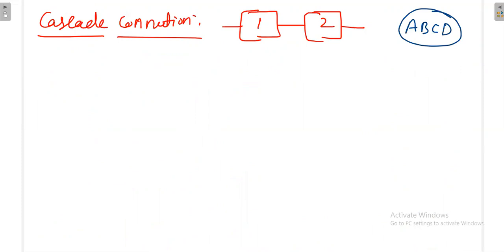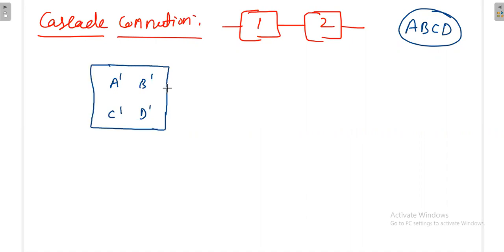Say for example, the first network has the ABCD parameter like this. It is just a notation. It doesn't mean that this is the inverse ABCD parameter. This is the ABCD parameter of the first network. Don't confuse it with the inverse ABCD parameter. We are not finding the inverse ABCD parameter. For the second network, the ABCD parameter is A double dash, B double dash, C double dash and D double dash. This is the ABCD parameter of the second network.